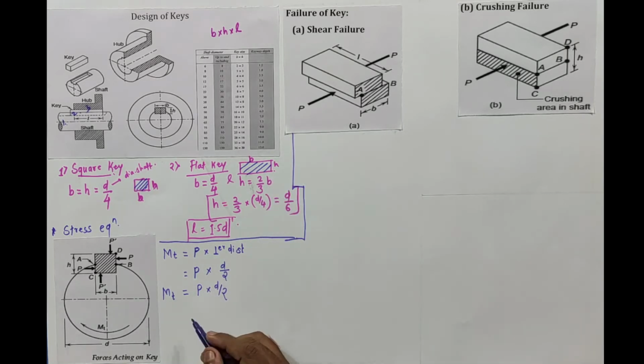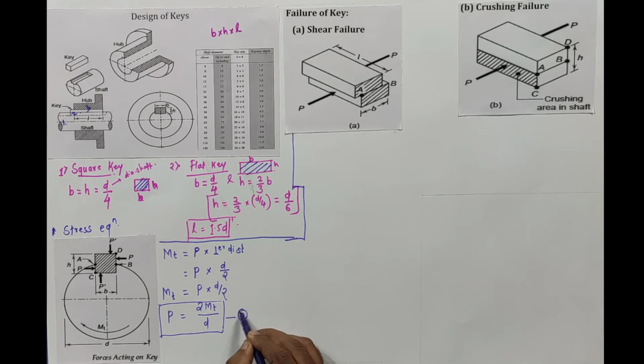While considering this, I can say the total force acting on a key, how much? P is equal to 2 Mt by d, correct? 2 Mt by d. So this will be my equation 1. Total force acting on a key, this much. P is equal to 2 Mt by d.